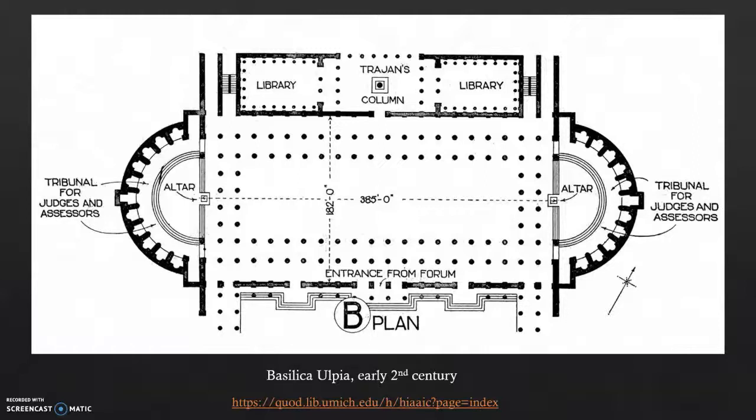All buildings have an axis, which is the central line that dictates how the building is designed and balanced. The axis can also dictate how people move through the space. So the Basilica Ulpia has two axes, one that's horizontal and one that's vertical. As we can see here, people would enter through the long sides of the building and then could move forward, go left, or go right.